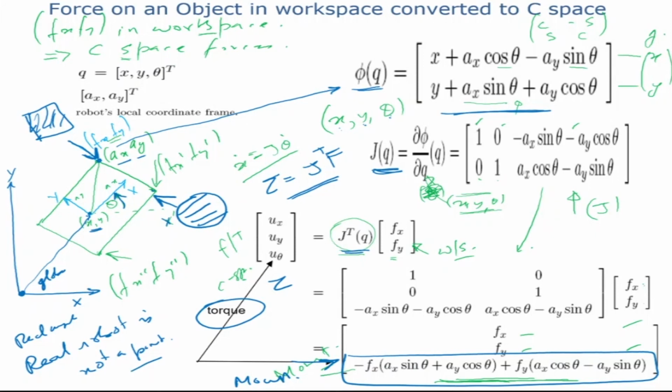So this is the method used for converting the force acting at different points on a real robot, either a serial arm or a mobile robot, so that we can convert it to the moment acting at the origin of the global frame and then add the moments.